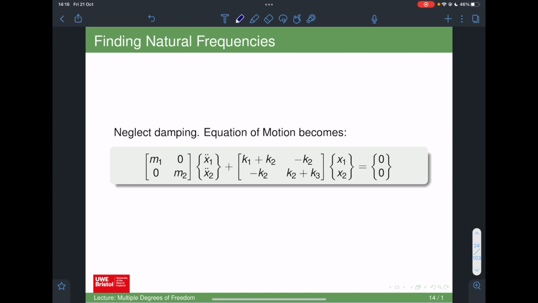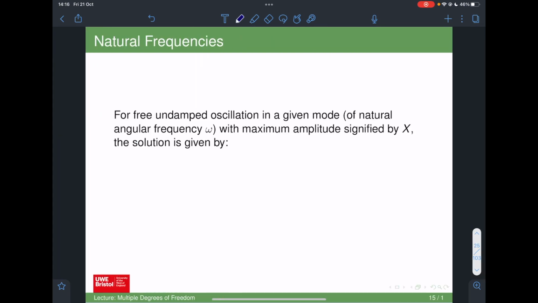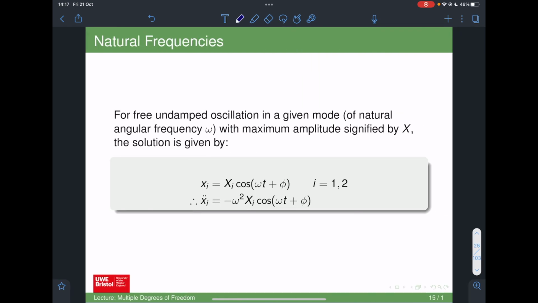Okay, so we've got this equation, Mx double dot plus Kx equals 0, and to find the natural frequencies, for free undamped oscillation from a given mode of a natural angular frequency omega naught, with an amplitude signified by X, we can make a substitution. So this is my A cosine omega t. I've replaced the A with big X, because it helps.